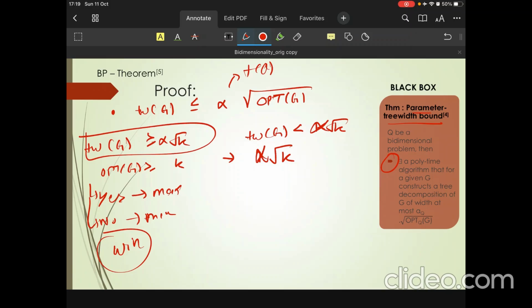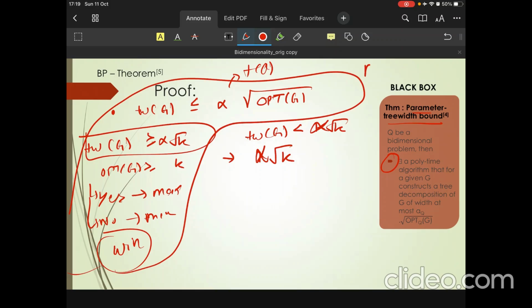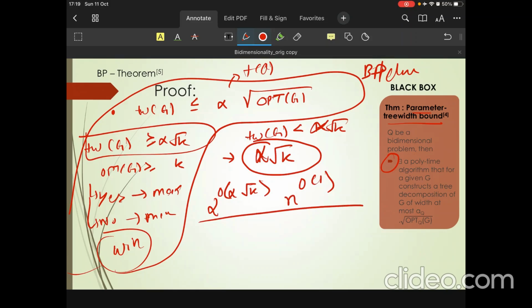So I'm happy because now here comes the second assumption. All this we did with the first assumption itself, that it is bidimensional. Now the second assumption comes into play. Given a tree decomposition of width at most this, I can run it in time 2 power order alpha root k poly n and find a solution. So alpha is a constant which gives us a 2 power order root k and poly n algorithm, which is an FPT, and this concludes our result.